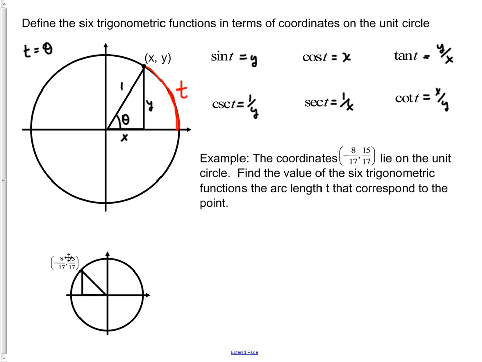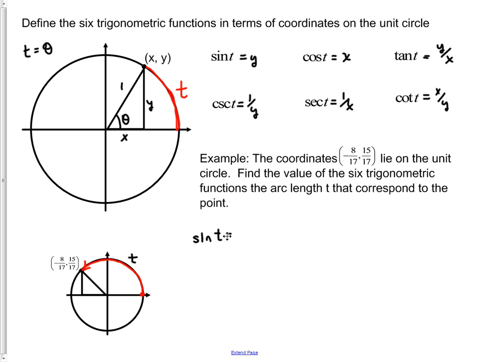And that's really, really useful because if we can find any coordinate point on the plane that corresponds to some arc length t, then we can express all of our trigonometric functions in terms of that angle. So let's say here we are again. We have our arc length t as defined by the standard position starting at the point (1, 0), all the way to the point (negative 8/17, 15/17), which is here in quadrant 2. And we're interested in finding the values of the 6 trigonometric functions of the arc length t that correspond to that point.